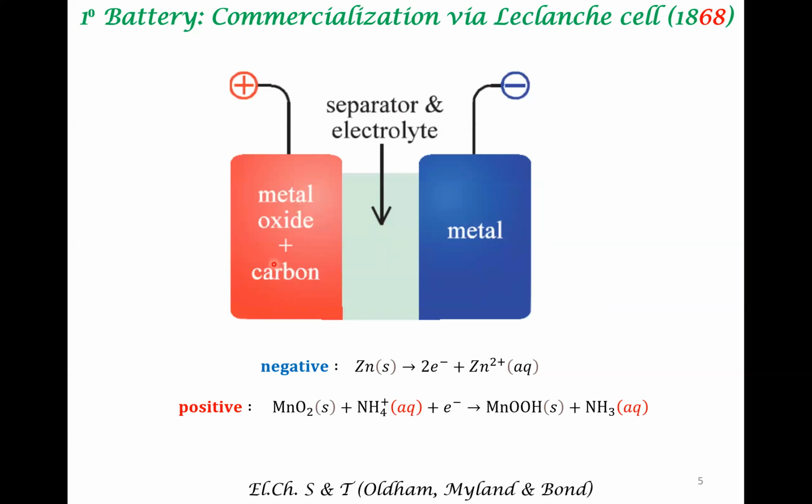So again, at the negative electrode, zinc gets oxidized to zinc 2 plus, and at the positive electrode, MnO2 gets reduced to this particular compound. Okay. Again, one thing to notice is that this is still an aqueous battery. That is, this is mostly water with some supporting electrolyte. So this commercialization occurred in 1868.